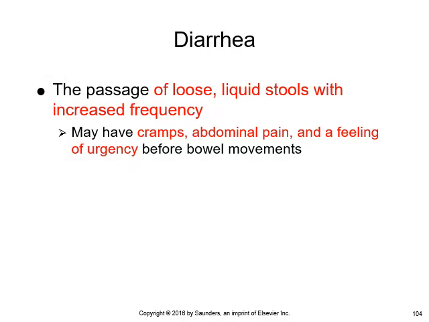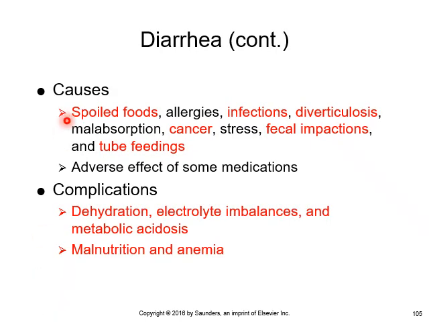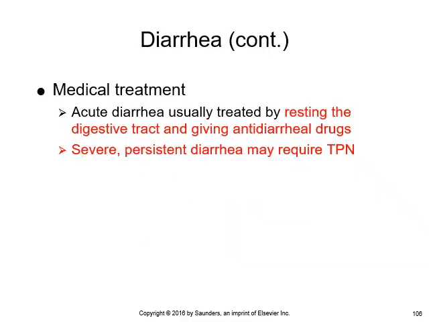Diarrhea is a passage of loose liquid stools with increased frequency. Patient may even have cramps, abdominal pain, and feeling of urgency. Causes could be spoiled foods, allergies, infections, diverticulosis, malabsorption, cancer, stress, fecal infections, and tube feedings, and could be an adverse effect of some medications too. If it's not corrected, it can cause dehydration and electrolyte imbalances and metabolic acidosis. Also malnutrition and anemia.